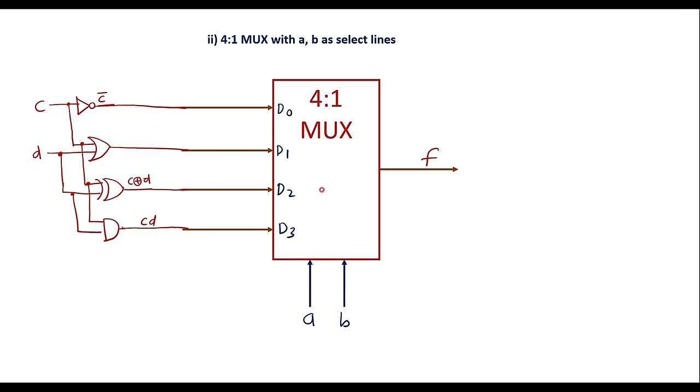So this is the circuit diagram of the 4:1 MUX. And here we have implemented it considering A and B as select lines.